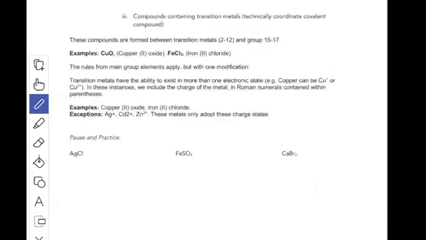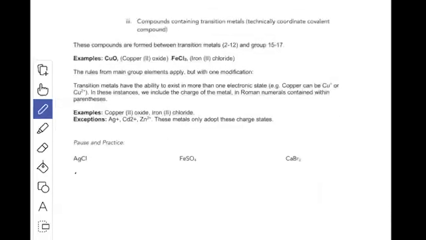For instance, CuO is copper(II) oxide, while FeCl2 is iron(II) chloride. The only exceptions are silver 1+, cadmium 2+, and zinc 2+, because these transition metals always form the same charge. Let's pause here and practice. So AgCl would be plainly silver chloride because silver is always +1. FeSO4 is iron(II) sulfate.